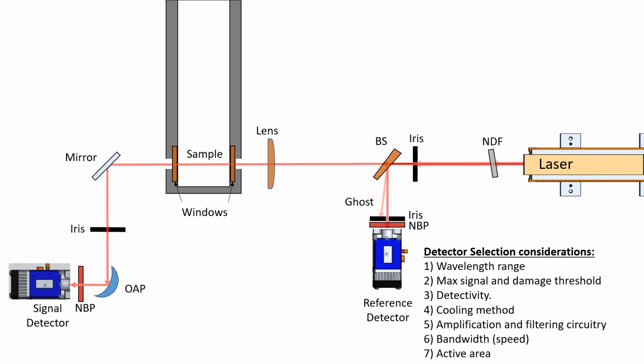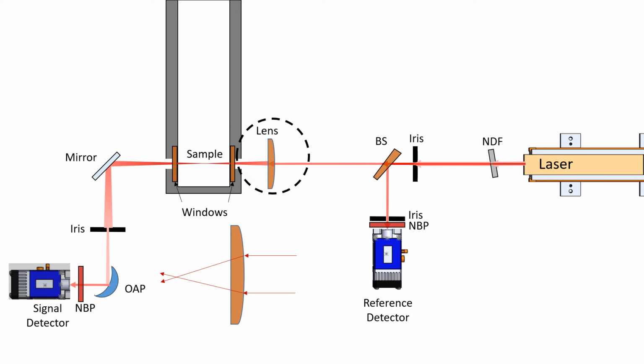Detector selection considerations include the detectable wavelength range, maximum signal and damage threshold, detectivity, the cooling method, amplification and filtering circuitry, the bandwidth or speed of the detector, and the active area. Now let's focus on the portion of the beam that was transmitted through the beam splitter. The next optical element it passes through is a plano-convex focusing lens.